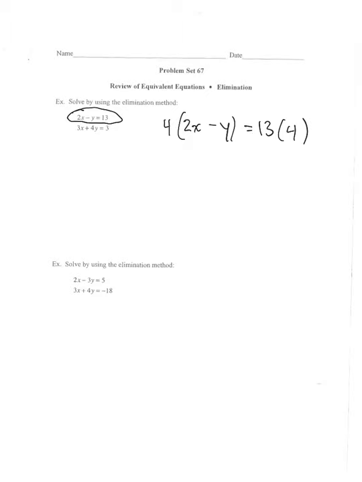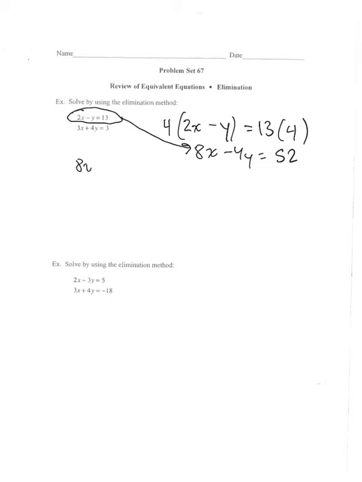I'm going to distribute that 4, so I'd have 8x minus 4y equals 52. There we go. So 8x minus 4y equals 52 is equivalent to 2x minus y equals 13. The reason that I want this is because now I have a negative 4y that I can cancel with my positive 4y, and I'm going to show you how that works in a second.